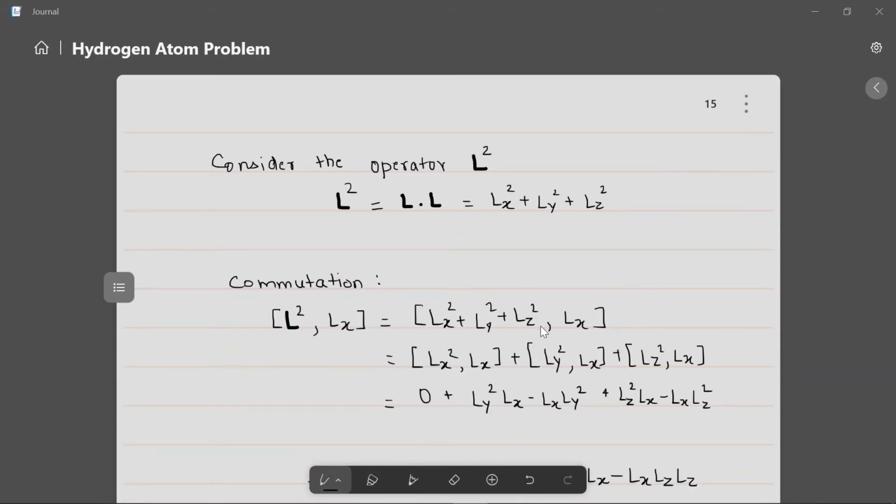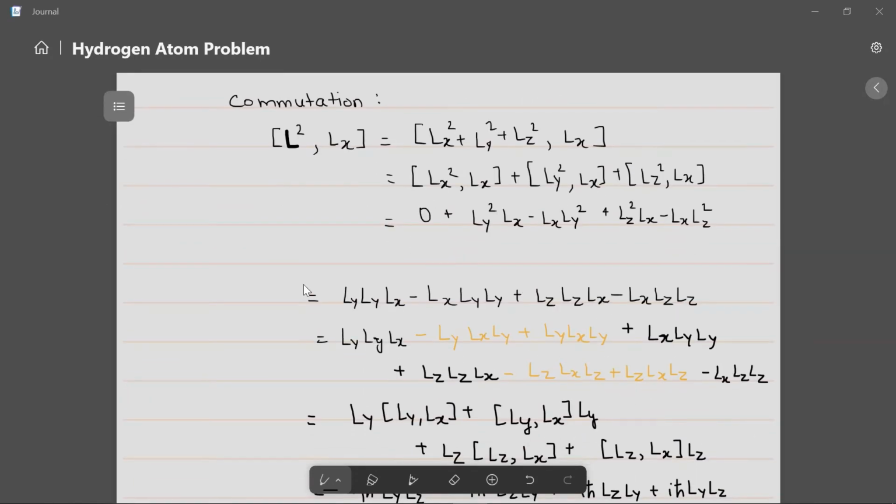Okay, so you put in the value here of L square and you have Lx here. So what you do here is you try to separate the terms. Lx with Lx commutation will be 0, and this is further expanded. Now what you do here is you write Ly square as Ly times Ly, and Lz square as Lz times Lz. Now, smart thing: you add two terms, plus and minus, and here also you add two terms, plus and minus.